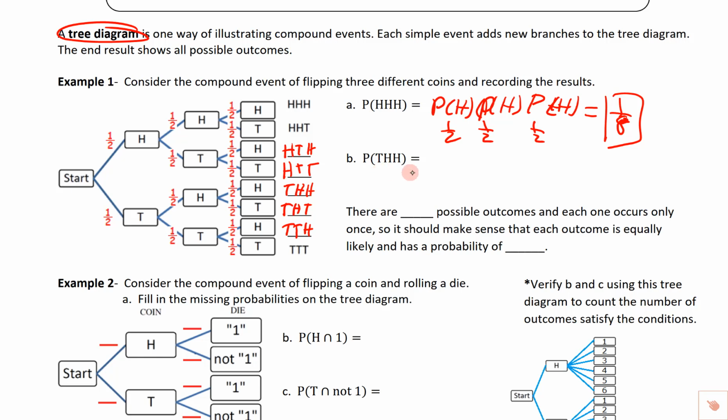So if it's tail, head, head, tail, head, head, that's this one right here. It's going to be 1/2 times 1/2 times 1/2. So we end up with 1/8 again. Everybody good there? Okay, now, there are 8 possible outcomes.